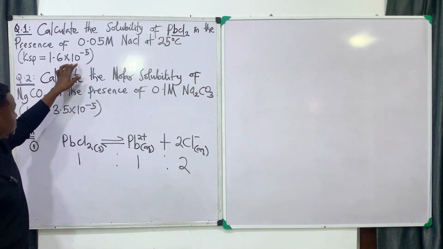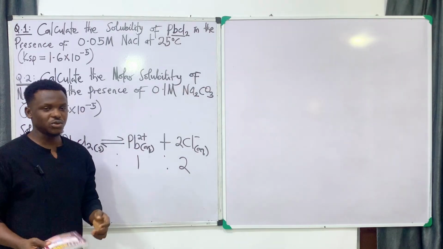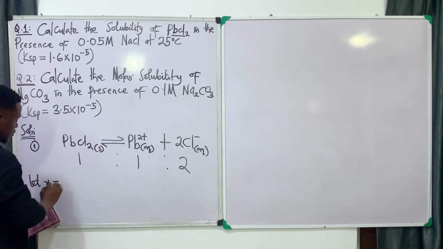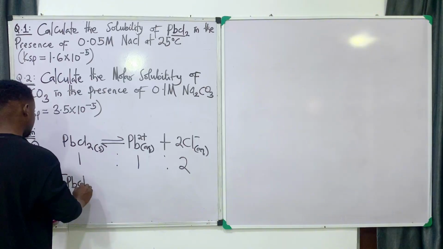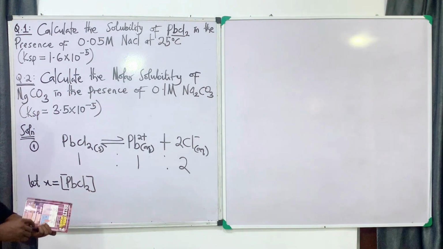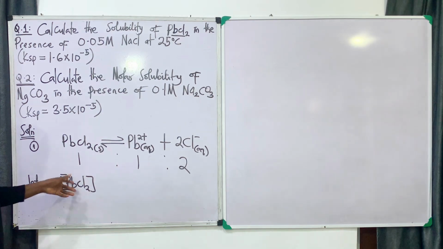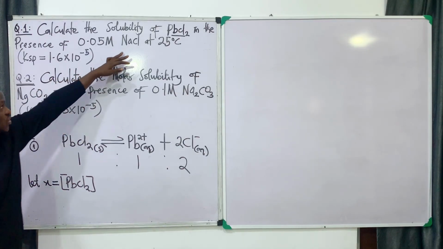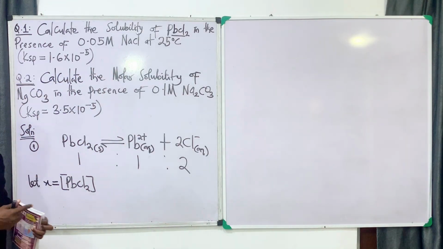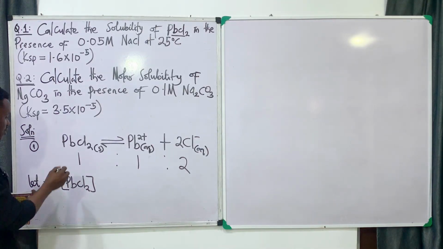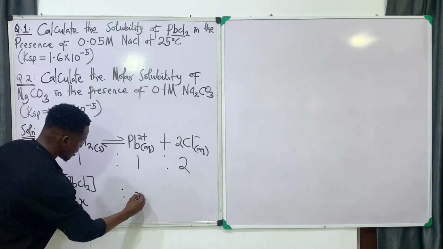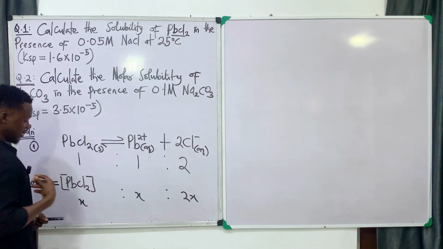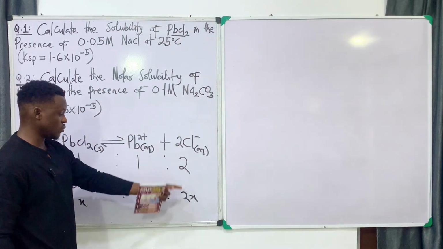Remember, anytime they give us Ksp and you're asked to solve for the molar solubility or solubility, I've already shown us how to do that. So I'll say let x equal the molar solubility or molar concentration of PbCl2. Now we do not know the solubility of this, which is what we are asked to find. We are coming to when it is dissolved in this. So let's first understand this. The relationship here will now be x and 2x based on the mole ratio. If here is 1 and here is 1, this is x to x. And if this here is 2, that's 2x.